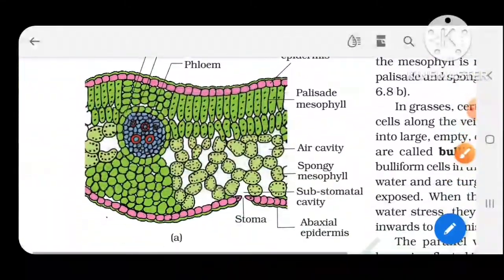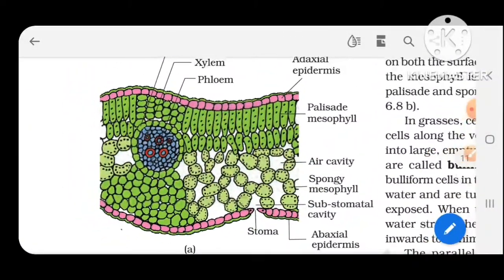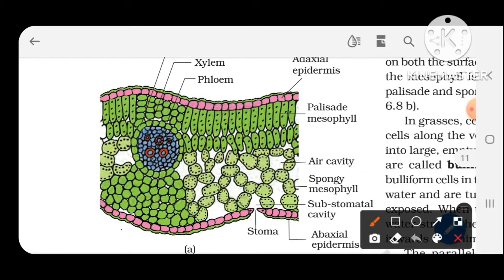We can see the clear picture of the dicot leaf here. Here we can see the adaxial epidermis, means upper surface of the leaf, and below this epidermis the palisade mesophyll is present, and these cells are arranged vertically and are parallel to each other. Below this layer spongy mesophyll is present, and here we can see large intercellular space.